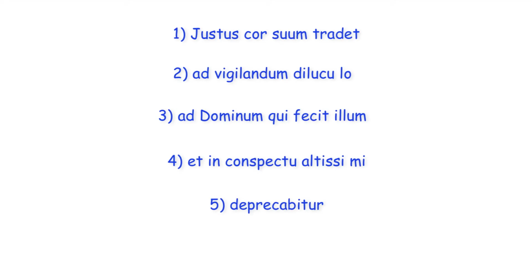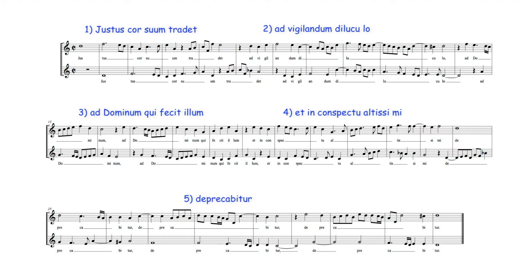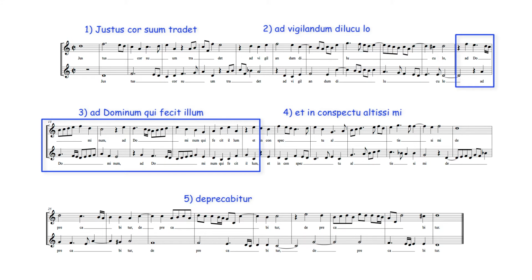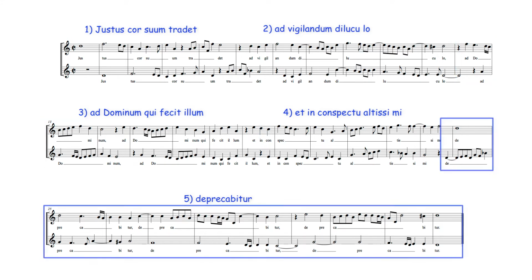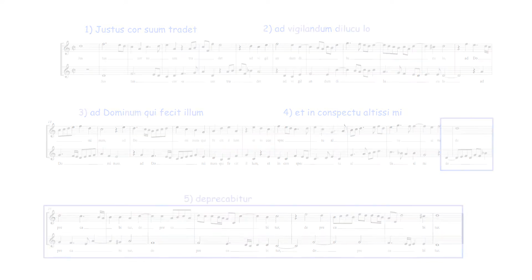Justus cor suum consists of 5 lines of text. In the music, the ends of these lines are always separated from the beginnings of the following line either by a rest and/or by a cadence. In other words, each line of text is treated as a phrase which is either concluded by a cadence or by a rest. These phrases may also be subdivided, such as here, where the first part of the text is repeated, and here during the final phrase where the full text is repeated.